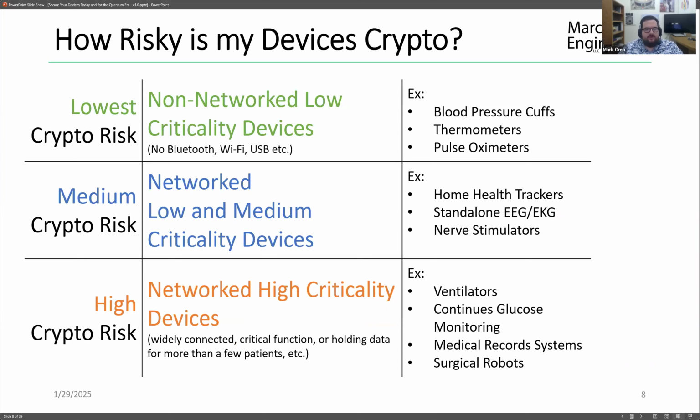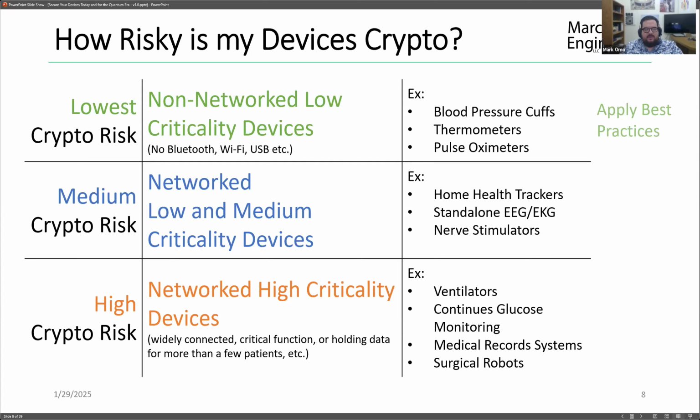And so, I like this quick reference chart of how risky is it? How much importance should I attribute to cryptography? At the lowest risk, these are systems that are not networked. If you don't have networking, if you don't have Bluetooth, Wi-Fi, USB, stuff like that, if your device is not highly critical, like a life-supporting function, or it doesn't process large amounts of patient safety data, that's where you could go ahead and apply the best practices. So we're thinking about blood pressure cuffs, thermometers, pulse oximeters, these kinds of simple, low criticality, non-network devices.